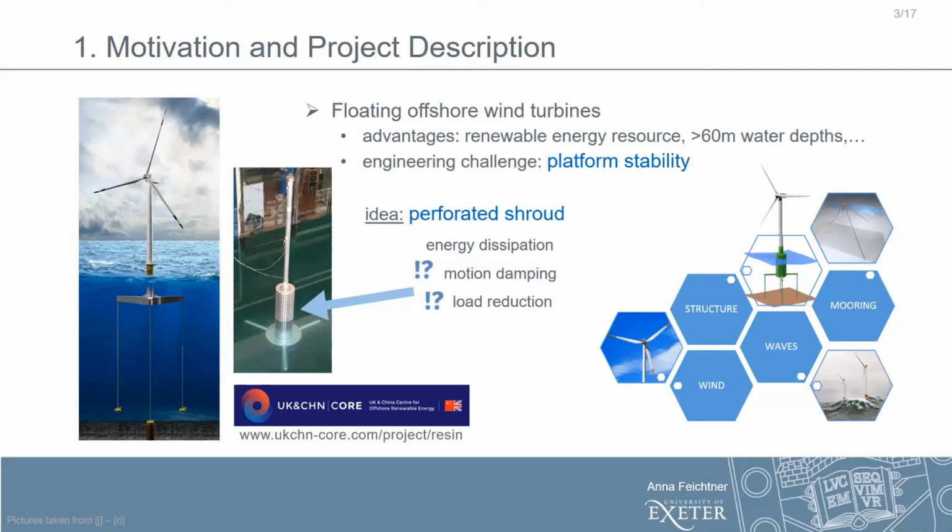the improvement of the platform stability of floating wind turbines. It is clear that floating wind turbines have a lot of advantages. They are a renewable energy resource, and the big advantage is that they can access water depths larger than about 60 meters. And as I said, the platform stability is one key engineering challenge here. And we came up with the idea of applying an outer perforated shroud to use it as an energy dissipation mechanism, and to dampen the motion of the platform, and mainly also to reduce the loads on the mooring lines.